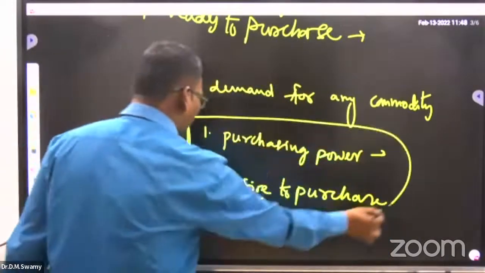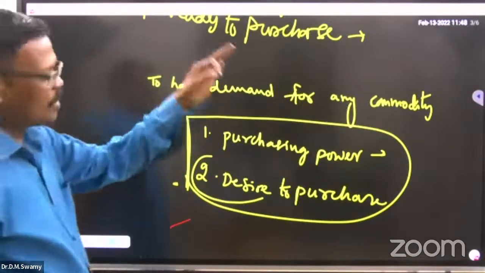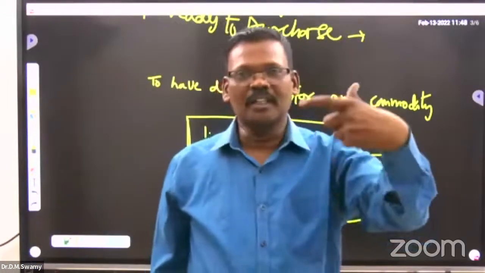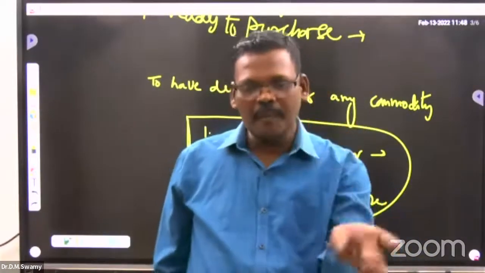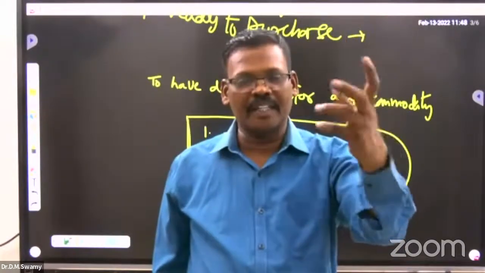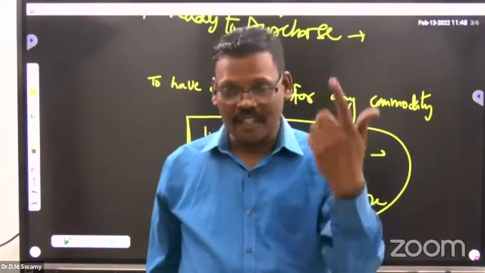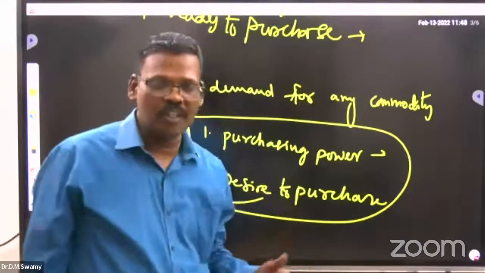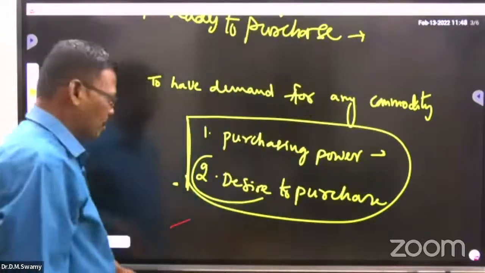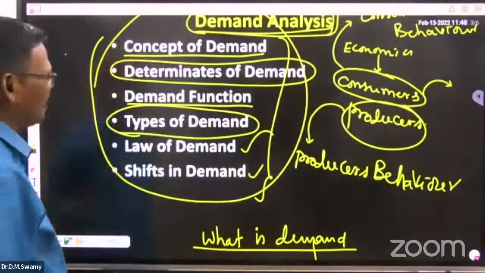So the demand is, in a particular period of time at a particular price, the total number of goods the consumer is ready to buy. To have a demand for any commodity, two things are required: purchasing power, that is money, and desire, that is requirement. Then only will people purchase the commodity, otherwise people may not purchase it. That is the concept of the demand.